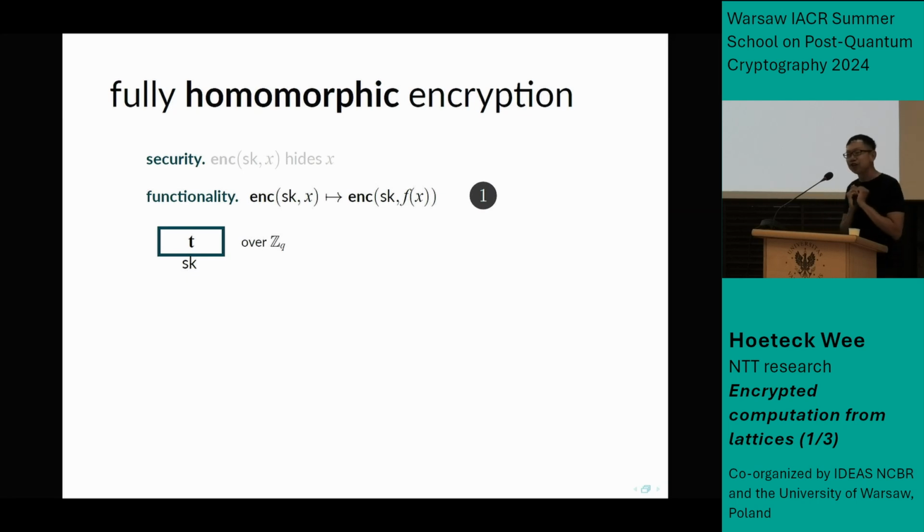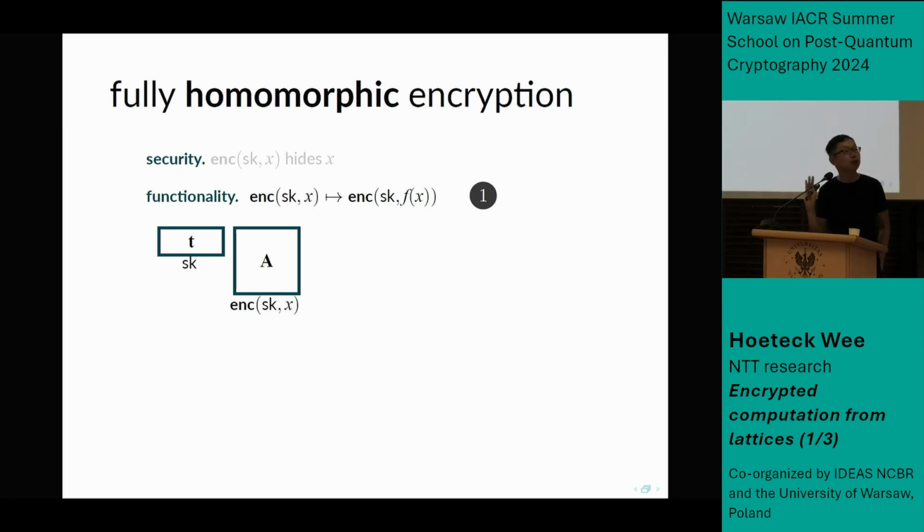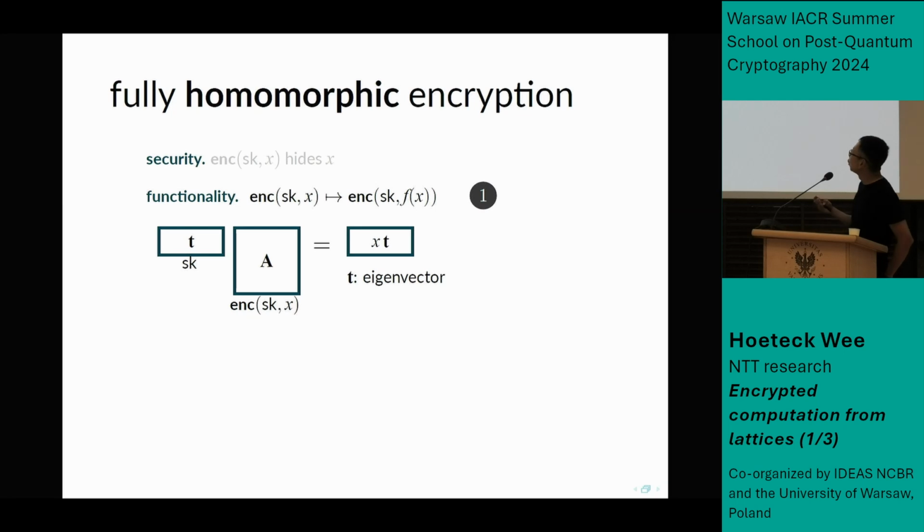So the secret key is going to be a row vector over Z_q. Think of it as a uniformly random vector over Z_q. That's my secret key. My encryption of x is going to be a square matrix, a uniformly random square matrix mod q, subject to the following constraint: that T times A is x times T. In other words, my encryption of x is a square matrix whose eigenvector is T and eigenvalue is x.